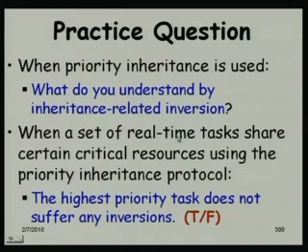When a set of real time tasks share critical resources using the priority inheritance protocol, the highest priority task does not suffer any inversions. False, right? What about the lower priority task? When a set of tasks share certain critical resources using the priority inheritance protocol, the lowest priority task does not suffer any inversion. Will it be correct? Yeah, the lowest priority task, by definition itself, cannot suffer any inversion.